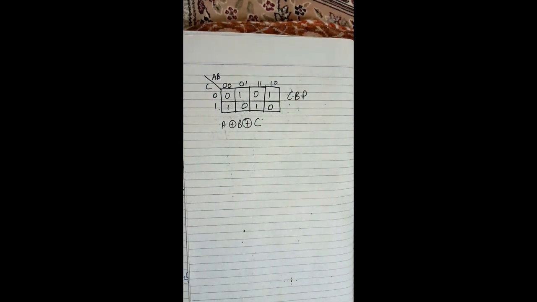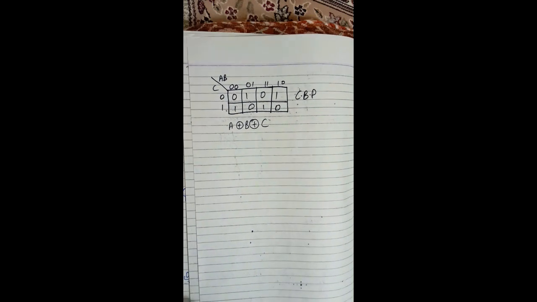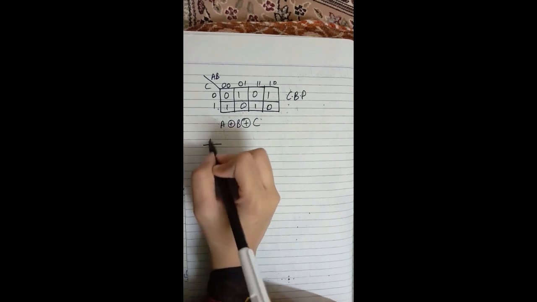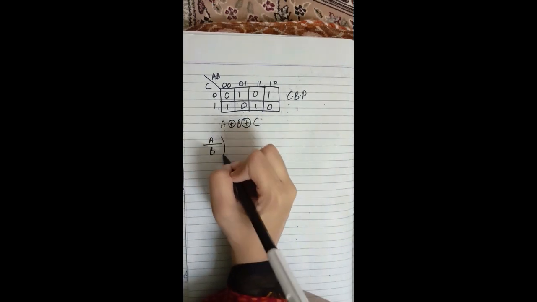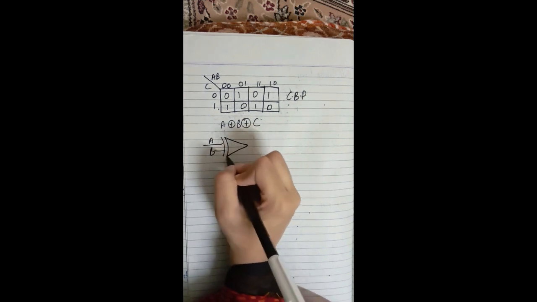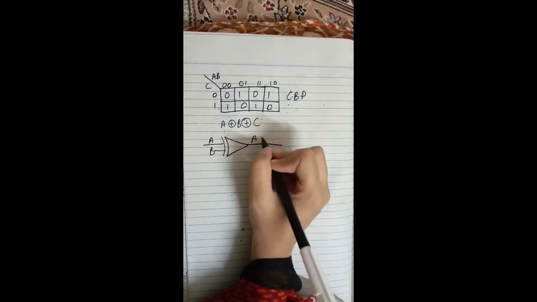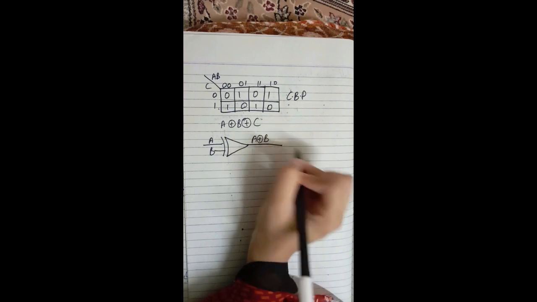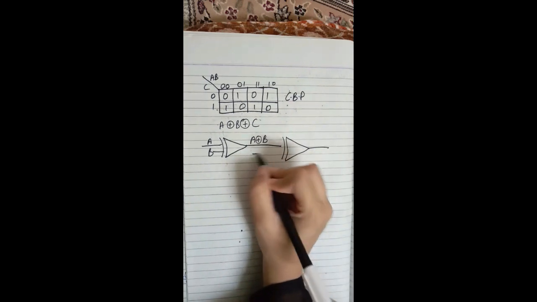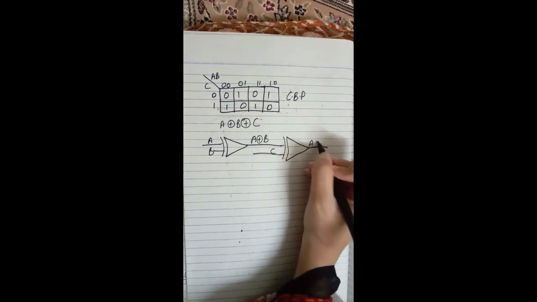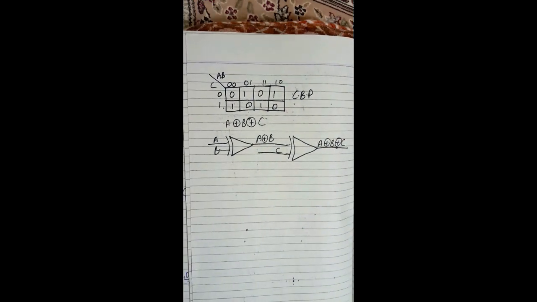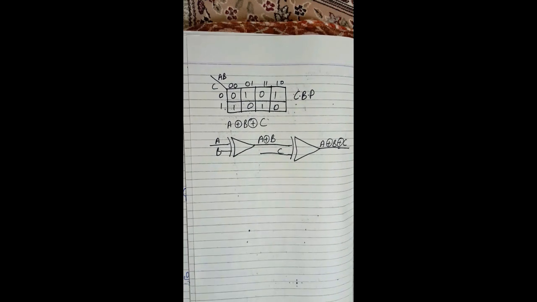So now we will draw the XOR gate with A, B and C. It is like A, B, first of all they are connected like this. This is A XOR B. Now we will add the C with A XOR B, C, and it will become A XOR B XOR C. This is our difference, our circuit diagram for the difference.